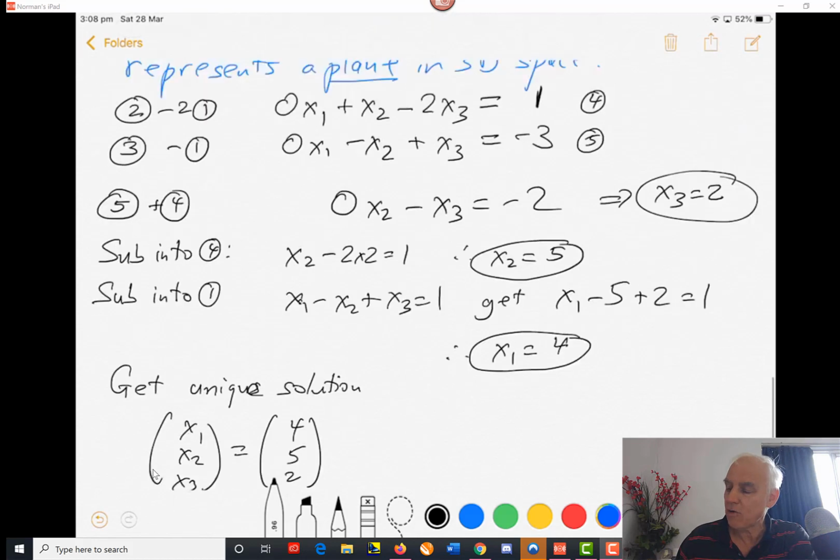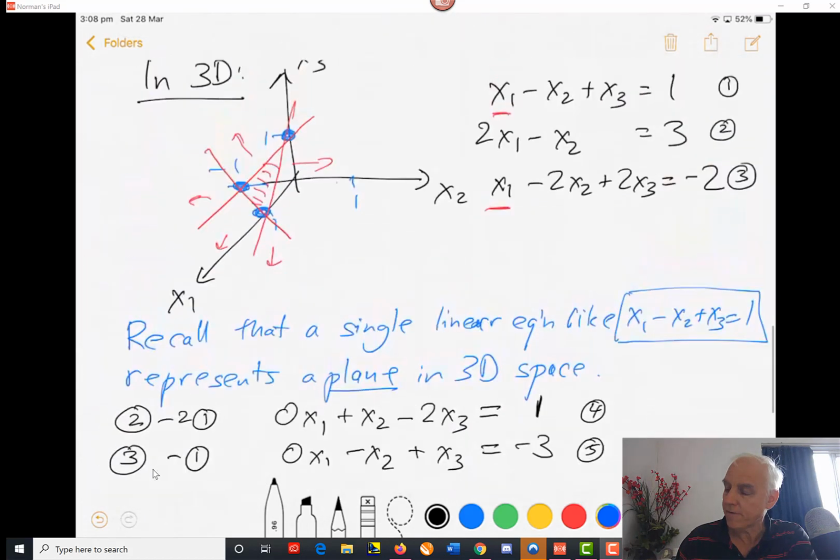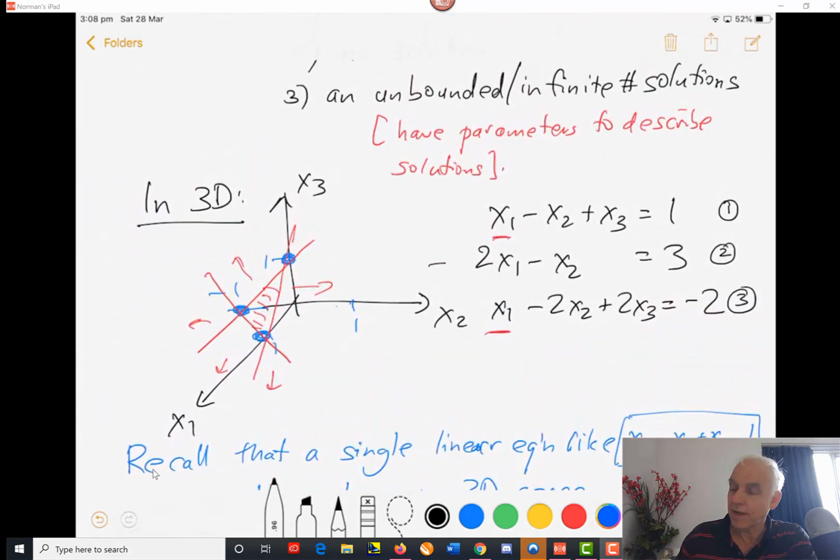Let's check. Let's go back to the original equations. So 4, 5, 2. If I look at the second equation and plug in 4, 5, 2, I'm going to get 8 minus 5. That is 3. That works. If I plug into the third equation, 4, 5, 2, so 4 minus 10 plus 4 is indeed minus 2. So that works as well. And for the first equation, 4 minus 5 plus 2, that is indeed 1. So yes, that point that we found really does lie on all 3 planes.